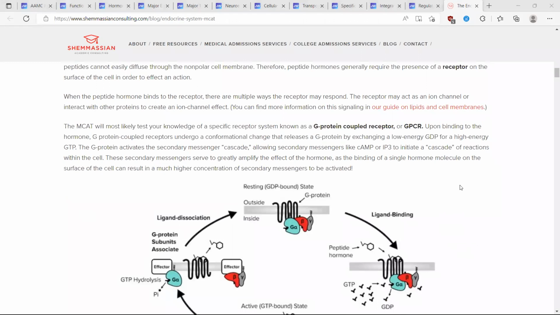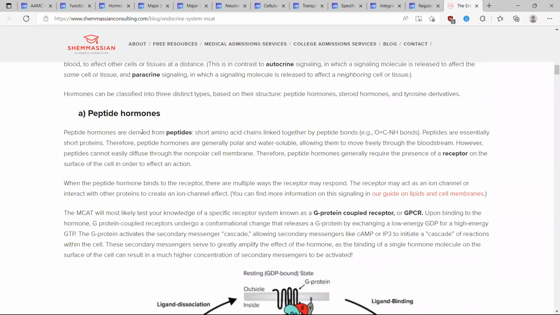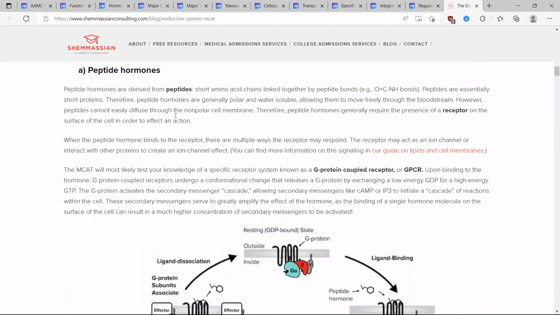Remember we talked a lot about lipids versus proteins, things that are hydrophobic and things that are hydrophilic, right? The same thing is true for hormones. Not all hormones are made the same. So there are three major categories of hormones. There's something called a peptide hormone.